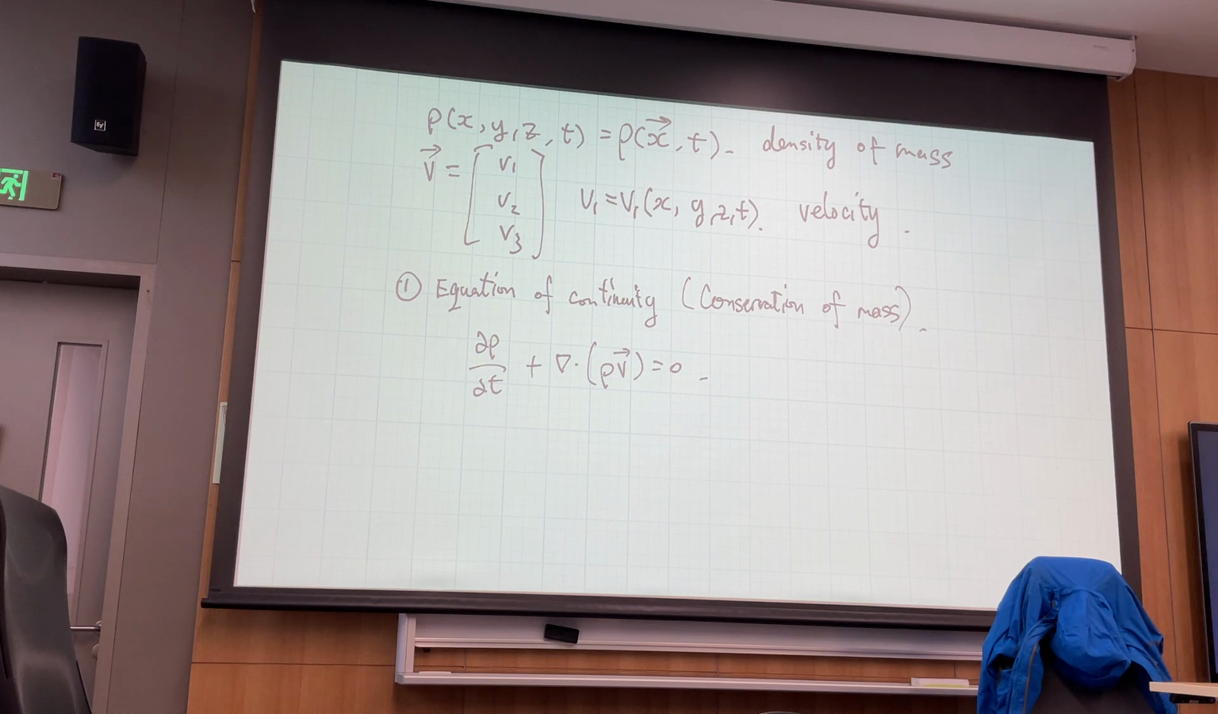And the whole idea was that, if we are considering a small piece of space in our 3D space, then the total amount of mass within this area, the change at any time point, the change of mass within this small piece of space, can only go through the inflow and outflow through the boundary. So that was the idea of the equation of continuity.